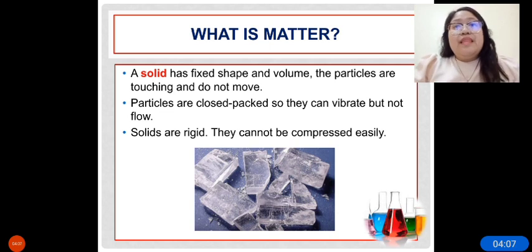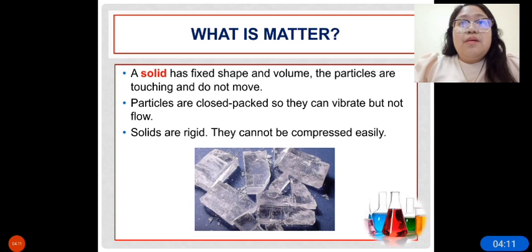Now, let us all imagine the tiny particles that make up that ice cube. In a solid, these particles are super close together. They are practically hugging. But unlike us, they can't move around. They can only vibrate in place. This is why solids are rigid and they can't flow like liquids or gases.